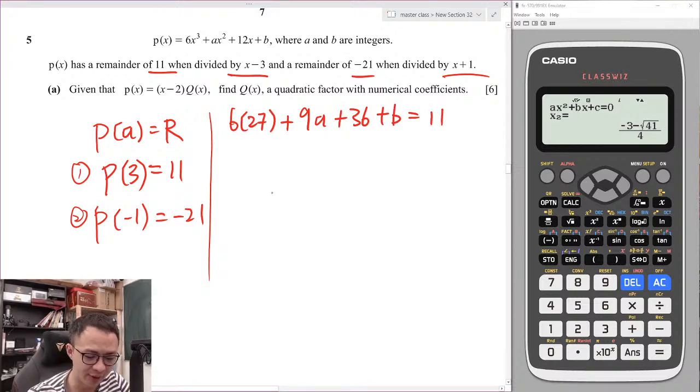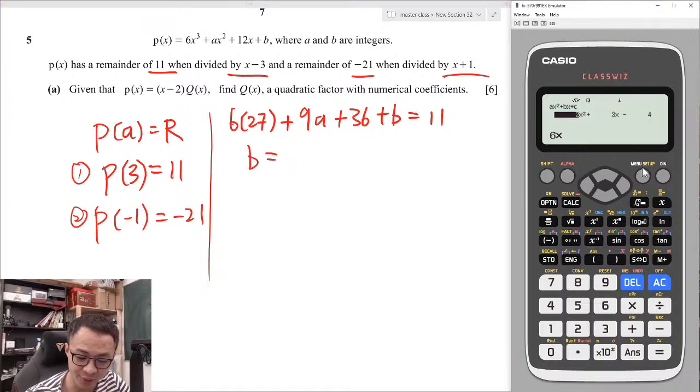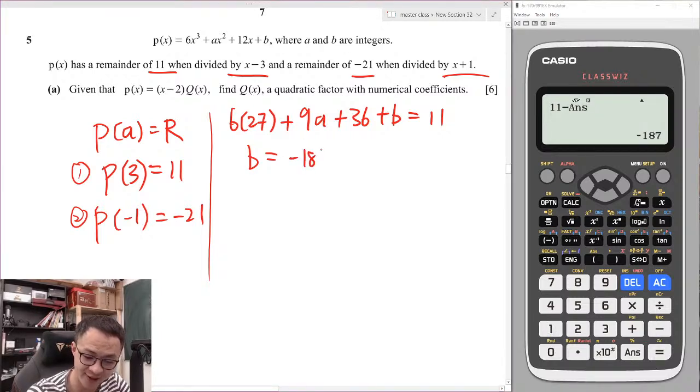Alright, maybe I make b the subject. Okay, I make b the subject here. So 6 times 27 plus 36, okay, 198. So 11 minus my answer, which is negative 187. Then the 9a also, minus 9a. This one will be my first equation.